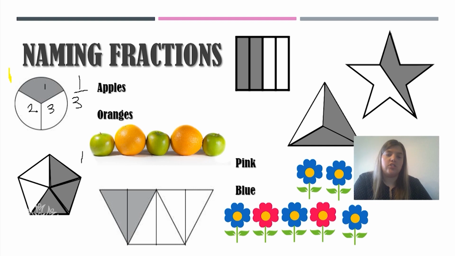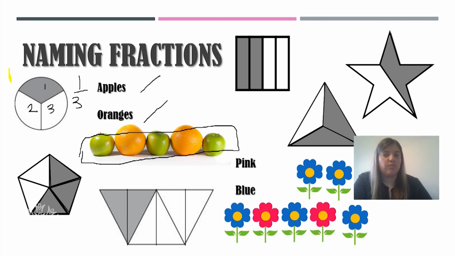Now, if I'm looking just at this set of fruit, I need to figure out my denominator first or my numerator first. It doesn't matter which one I start with first. Let's see. I have 5 total pieces of fruit. How many of those pieces of fruit are apples? There are 3 apples. What about oranges? I have 2 oranges. So I could say that I have 3/5 apples and 2/5 oranges. That works.